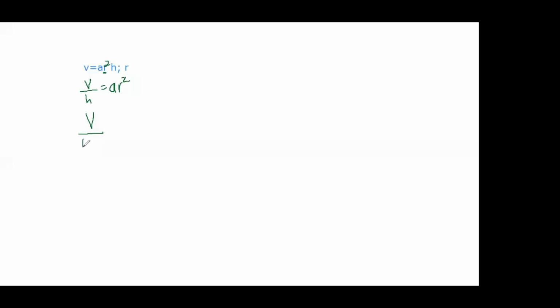So we have V over h a is equal to r square. Now, they've asked you to find r, so we need to move the r square. Yes, and then you square root. Very good. So the square will go over and be the opposite, which is square root of everything here, V divided by h a, is equal to r. Okay, and then you can say that r is equal to the square root.